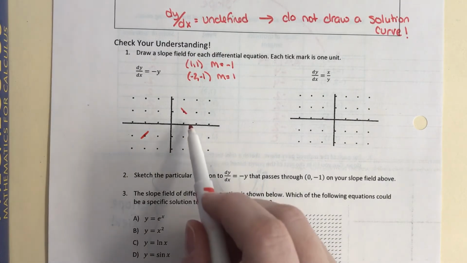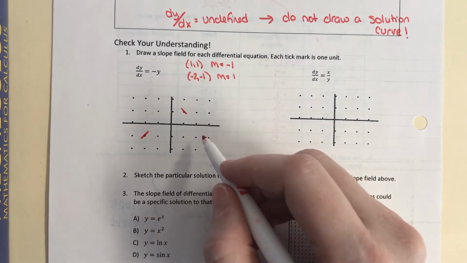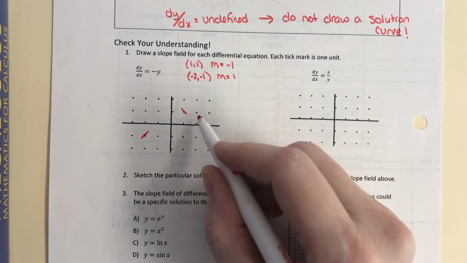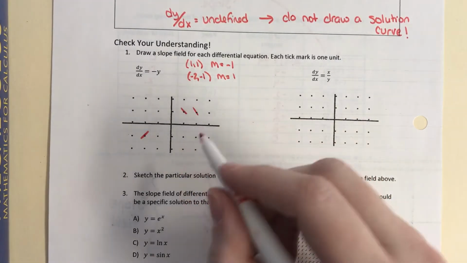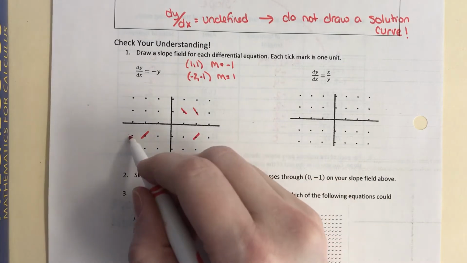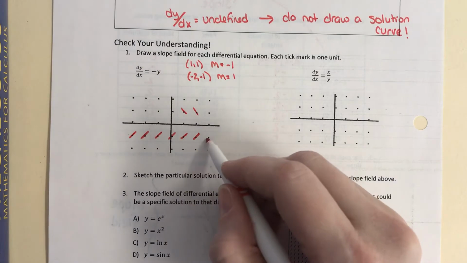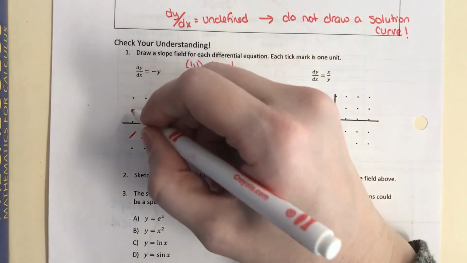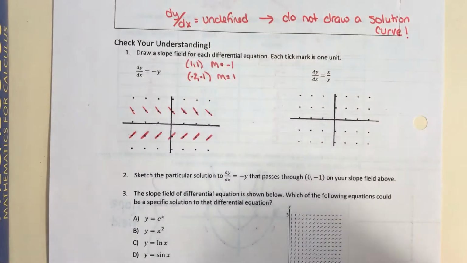So for example, if I pick a point over here at (2, 1), my slope is -1. If I pick a point at (2, -1), my slope is +1. So all of these slopes right here are +1. All of the slopes right here are -1 because they all share the same y value.